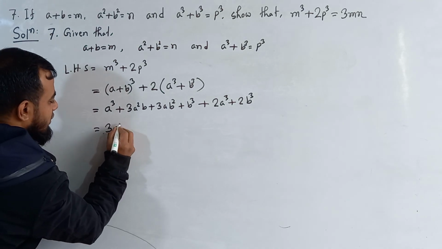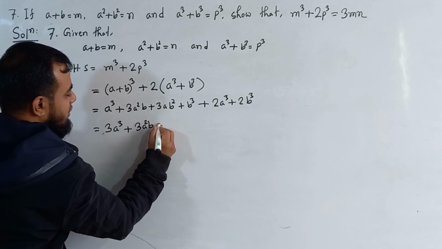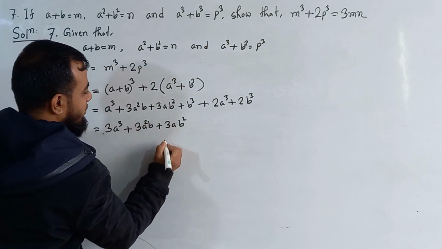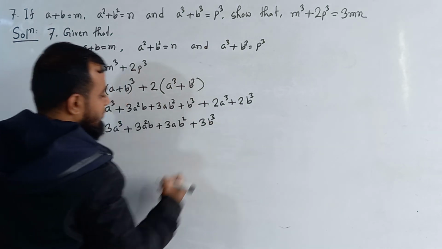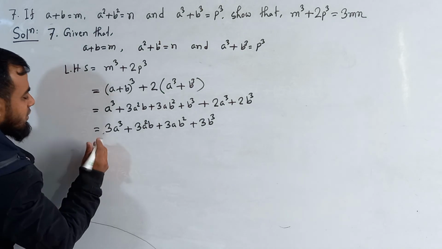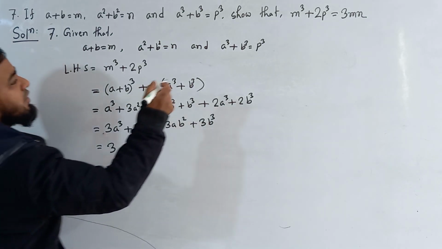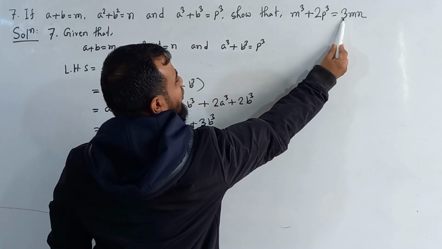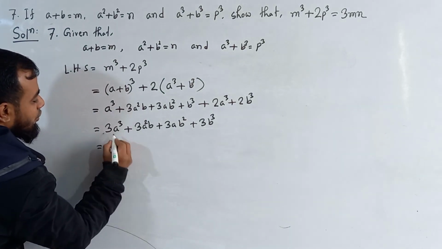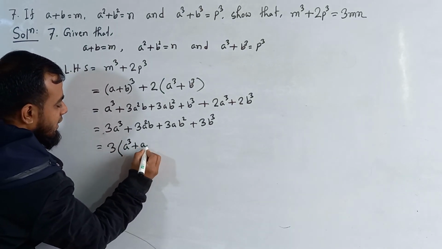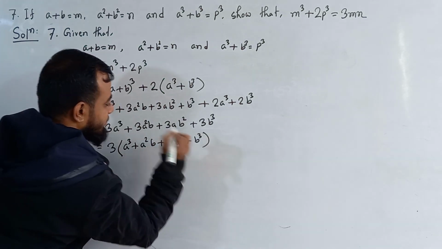It's thrice a cube. Now plus thrice a squared b remains unchanged, plus thrice a b squared remains unchanged, and now b cube we have another 2b cube, so it will be plus thrice b cube. Now you can take 3 as common from all the terms. If we take 3 as common, we need the 3 in the right side. That is why I am going to take only 3 as common, not the others. It will be now a cube plus a squared b plus ab squared plus b cube.